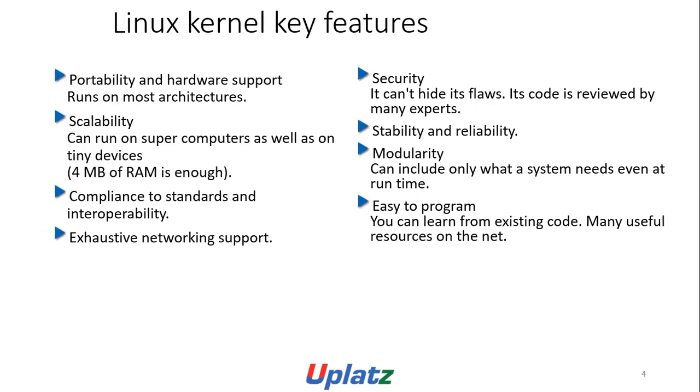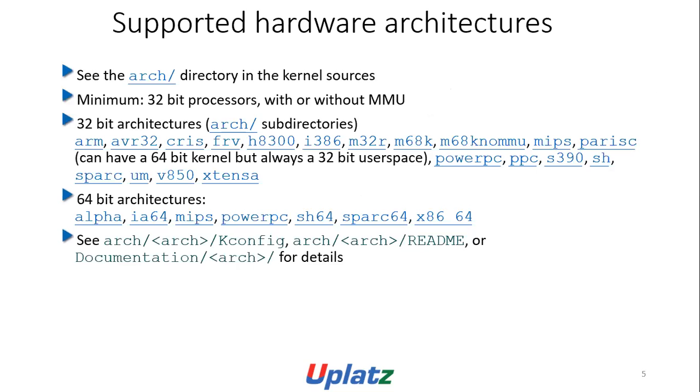Linux kernel key features: portability and hardware support, it runs on most architectures. Scalability: it can run on supercomputers as well as on tiny devices, where 4 MB of RAM is enough. Compliance to standards and interoperability. Exhaustive networking support. Security: it can't hide its flaws, and its code is reviewed by many experts. Stability and reliability. Modularity: you can include only what a system needs, even at runtime. Easy to program: you can learn from existing code. Very useful resources on the net.